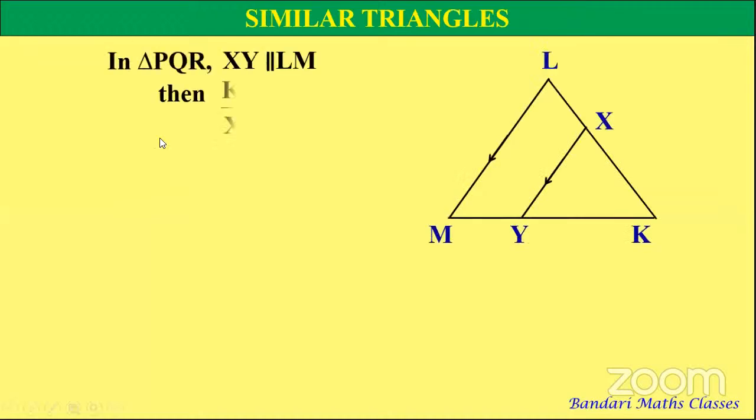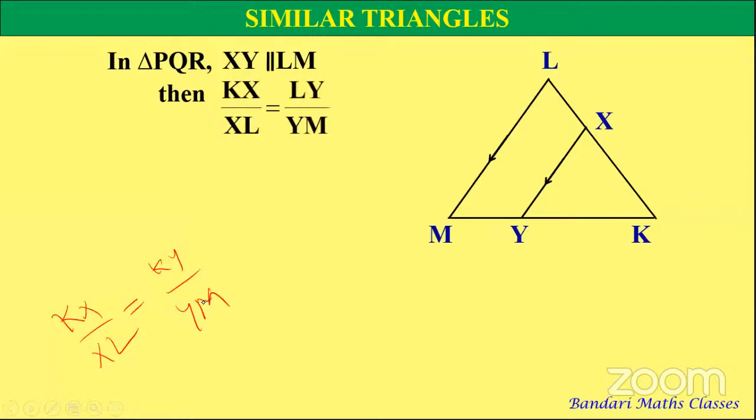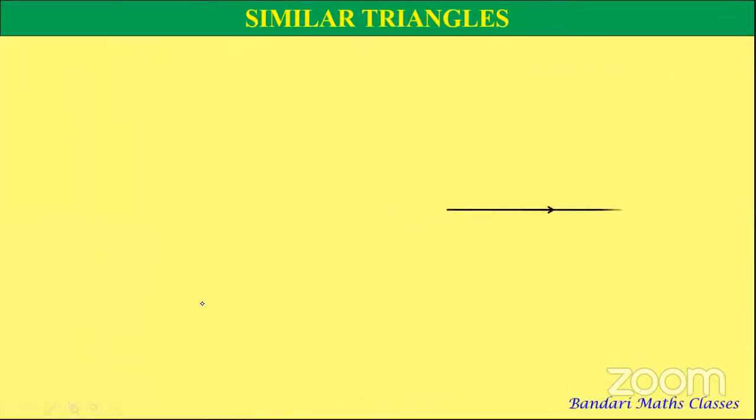Raise the hand. Next one. PQR triangle. Four children have raised their hands. Indu and Ritika. Nandini, please. Tell me, Amma. KX by XL, right. KY by YM. KY by YM. Very good. Right answer. Check the answer. Right, Amma Nandini. Thank you, sir.